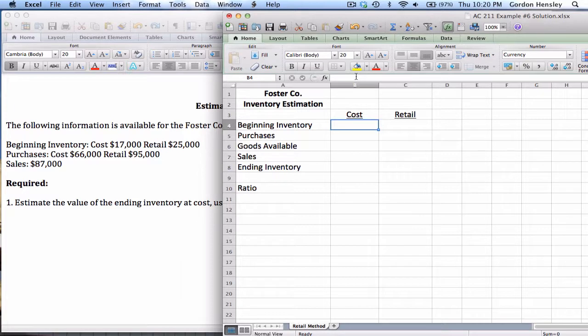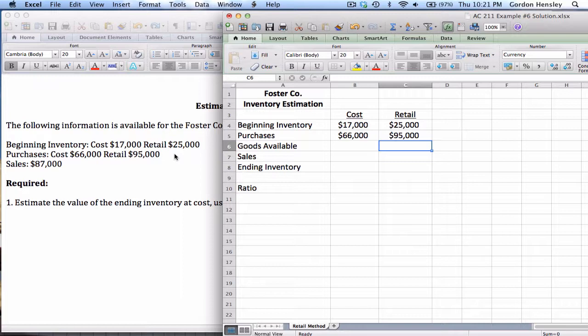So I was given the information about beginning inventory at cost and at retail. Under the cost column, that's where I'll plug in the $17,000, which is the value of the beginning inventory at cost. Under retail, $25,000. The next line says purchases. I'll plug in that information next. At cost it is $66,000, and at retail $95,000.